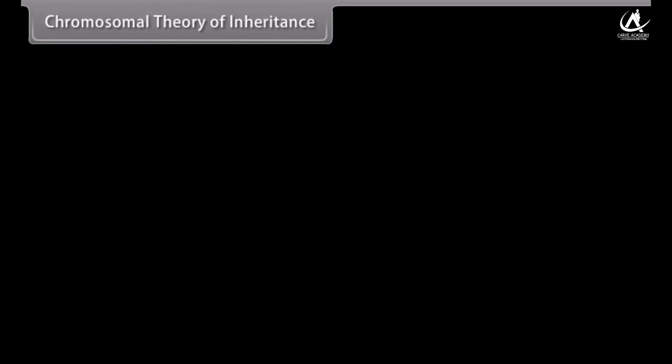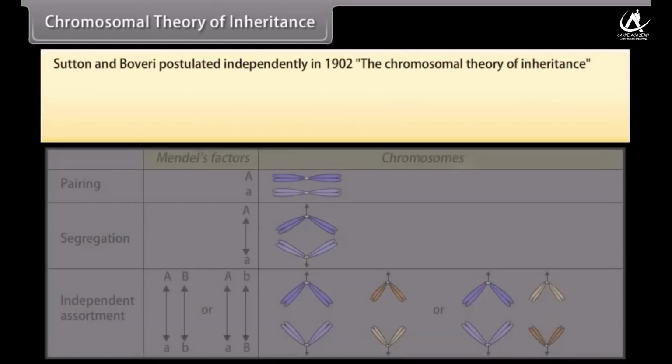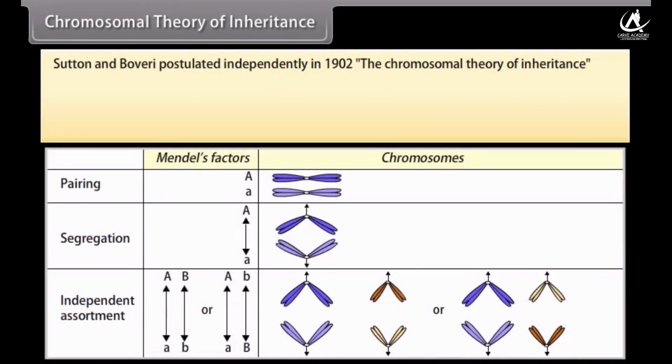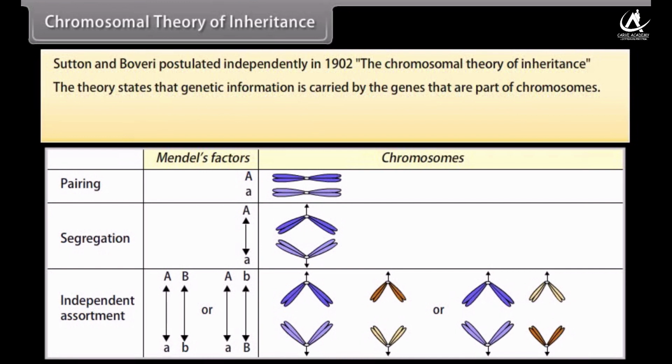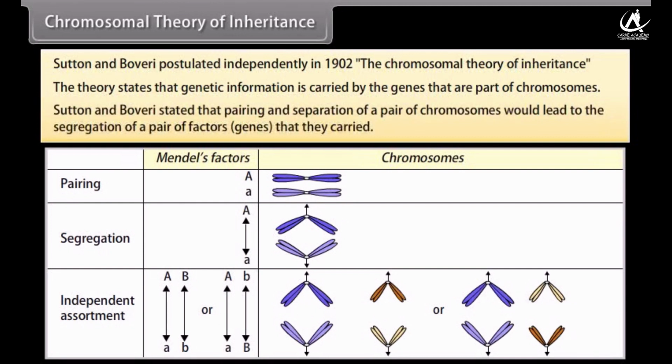Chromosomal theory of inheritance. Sutton and Boveri postulated independently in 1902 the chromosomal theory of inheritance. The theory states that genetic information is carried by the genes that are part of chromosomes. Sutton and Boveri stated that pairing and separation of a pair of chromosomes would lead to the segregation of a pair of factors, that is genes, that they carried.